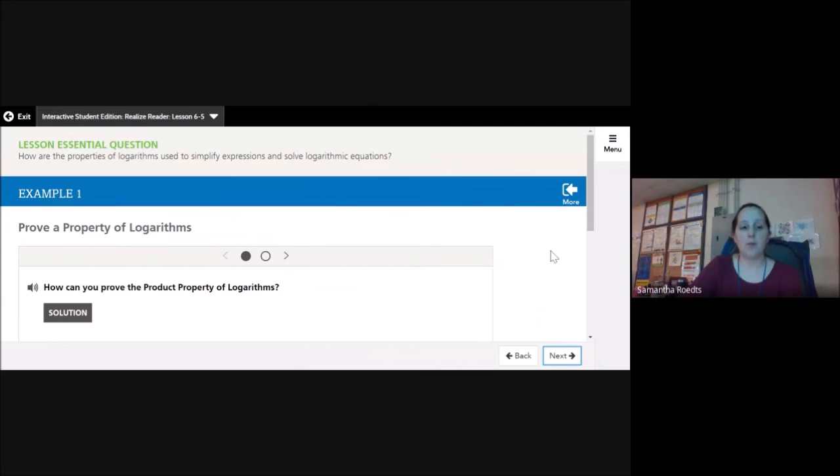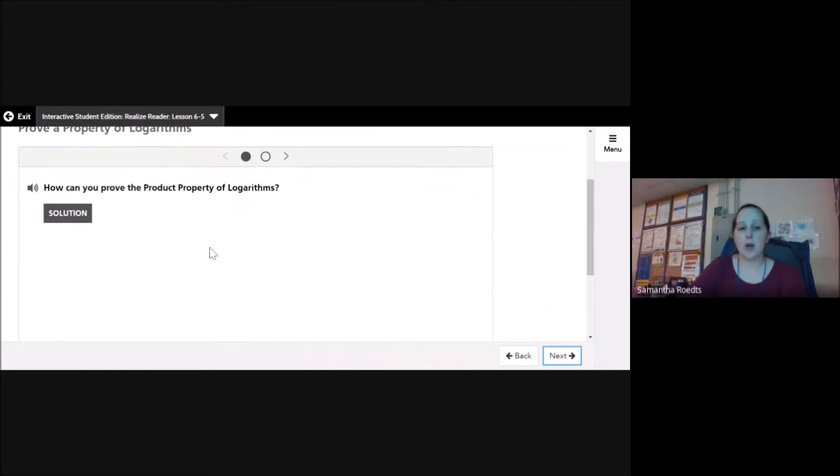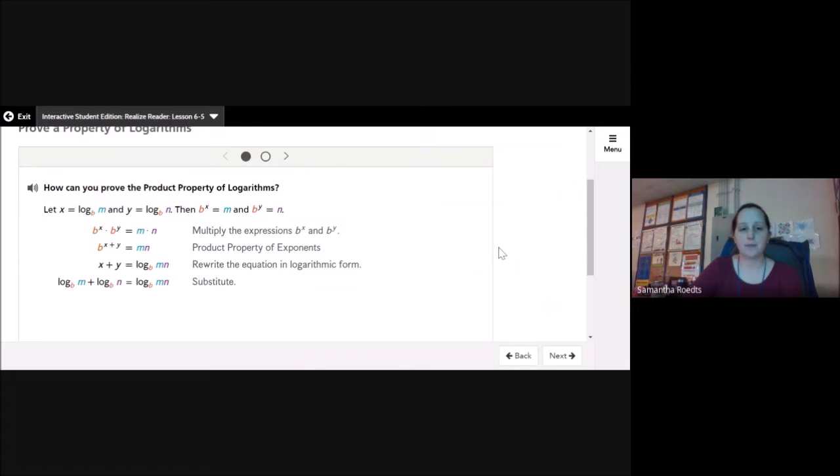All right, example one, prove a property of logarithms. So how can you prove the product property of logarithms? Let x equal log base b of m and y equal log base b of n. Then b to the x equals m and b to the y equals n. Remember, the opposite of a logarithm is an exponential function where that x or y value is the exponent. Okay? So b to the x times b to the y equals m times n.